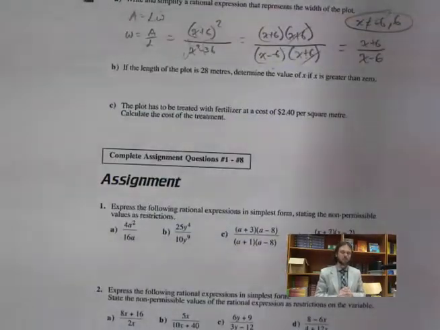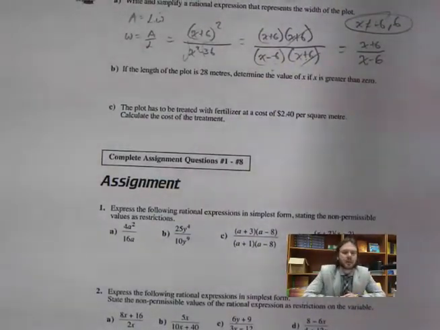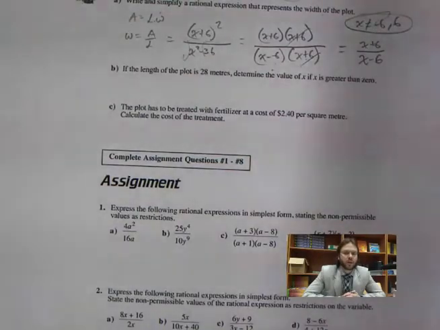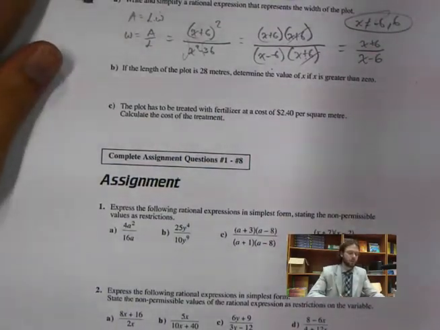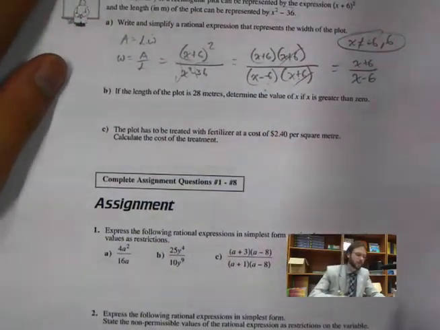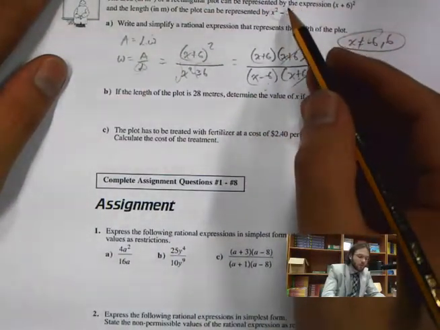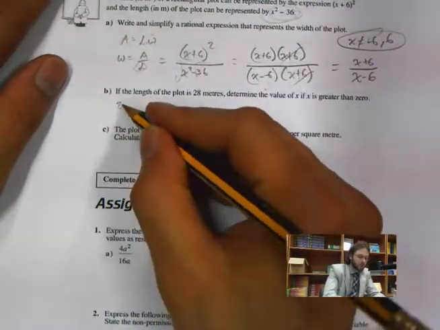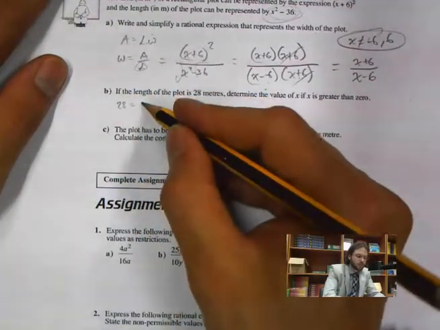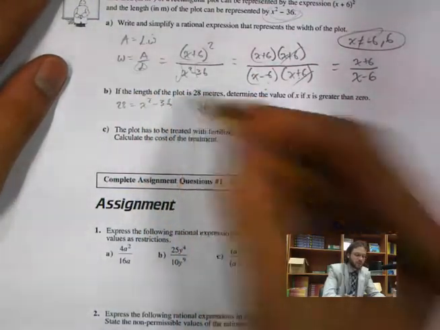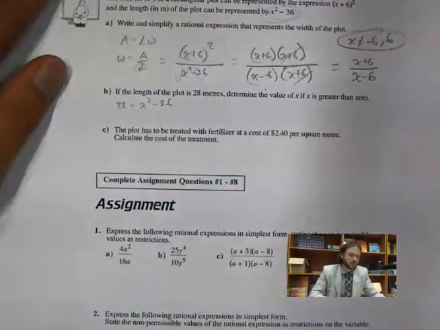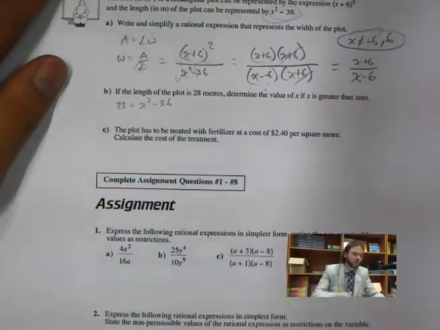Okay? Now the next one, it says, the length of the plot is 28 meters. Determine the value of x if x is greater than 0. So the length of the plot is 28 meters. So the length is 28. So we know 28 is equal to x squared minus 36. Okay? So determine the value of x if x is greater than 0.